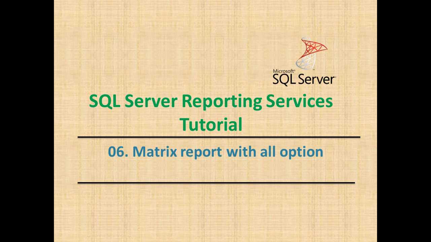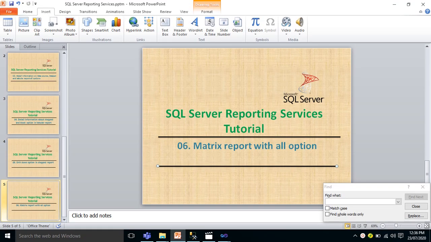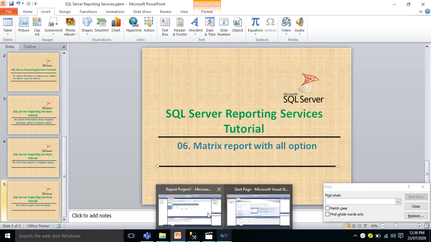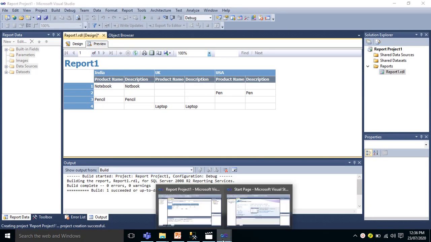Today we are going to see the matrix report with all the options available in it. As I've told you, we have two options on the first page while creating the wizard. One is tabular report and the second is matrix report. We are going to see the matrix report with all the options here. So let me switch to Visual Studio.